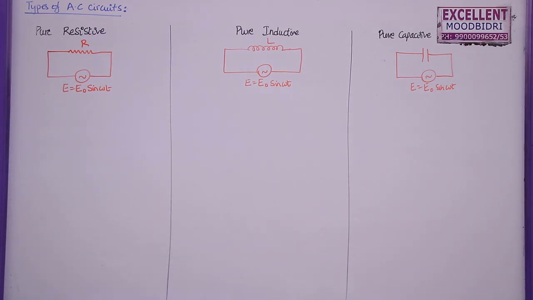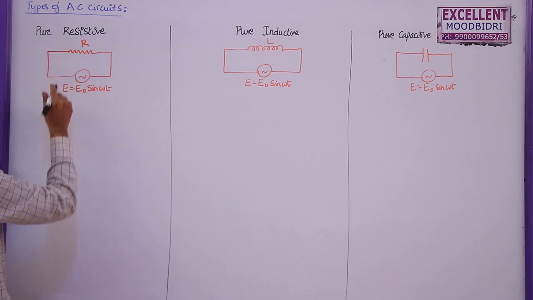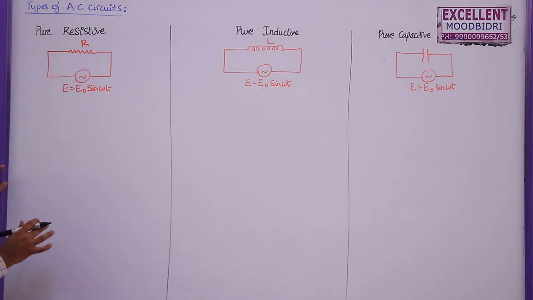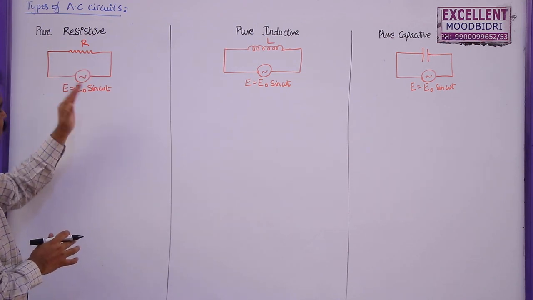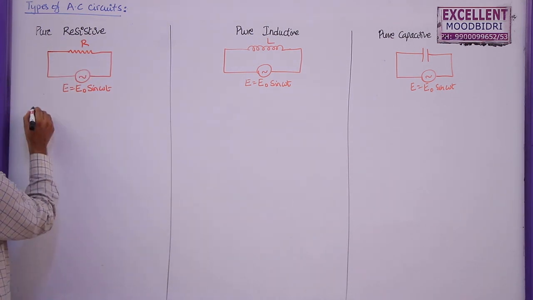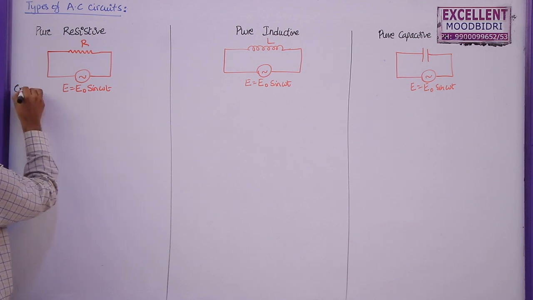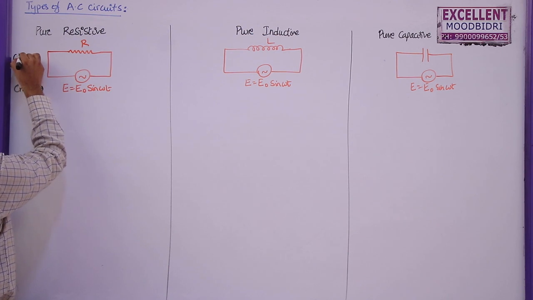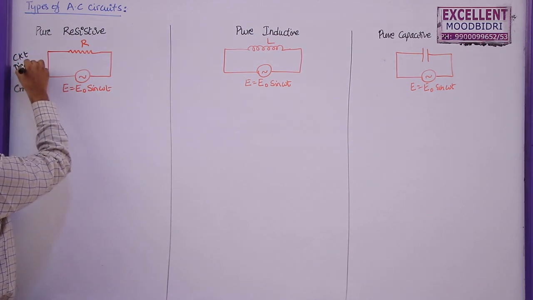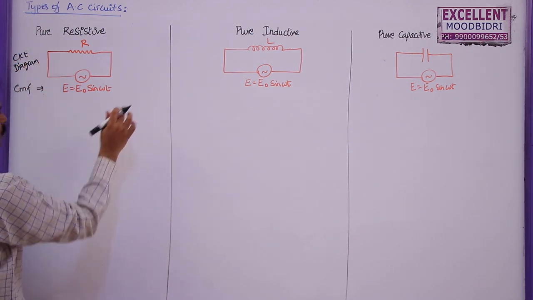Now, what is the current that is passing through this one? Already we discussed that at this point, we should not indicate the direction of current in any AC circuit. Why? Because the direction changes from time to time. So what is the current through this one? This is the EMF in all these three. The first one is a circuit diagram that is drawn in red color. EMF is also given in red color.